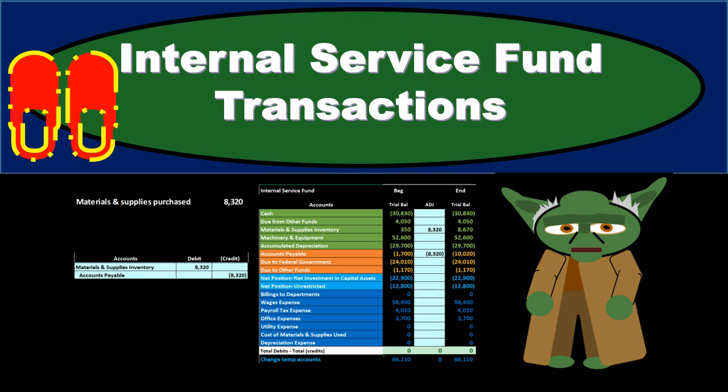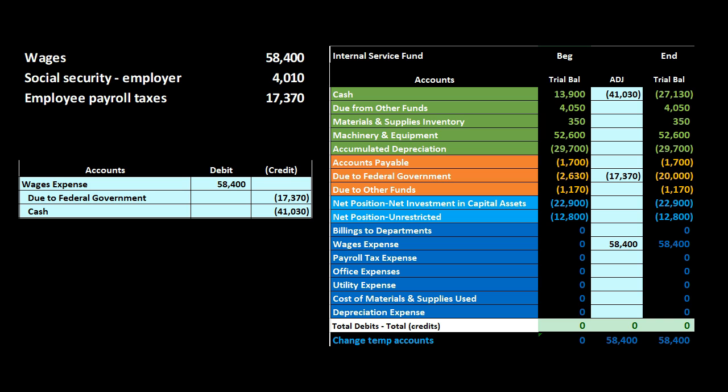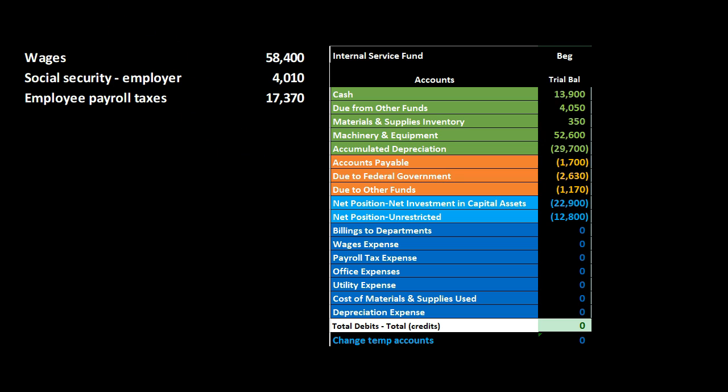So now we're looking at a proprietary fund, normal accrual basis, therefore, unlike the governmental funds, and the customers of the proprietary fund will be internal, meaning other governmental units with the proprietary fund. Keeping that in mind, let's go through the items. First, we're going to record a payroll transaction.